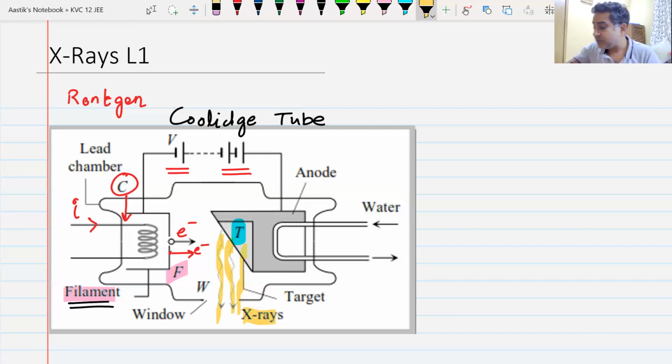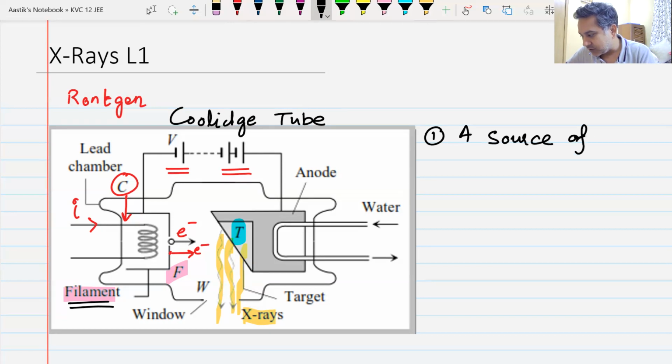So, what do we need to produce X-rays? Number one, what do we need? We need a source of electrons. What is the source of electrons here? The filament is the source of electrons. And how are electrons emitted by the filament? By thermionic emission. Okay, we'll write them, don't worry. All these points we'll write them. So we need a source of electrons.